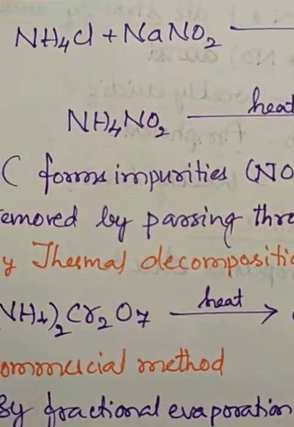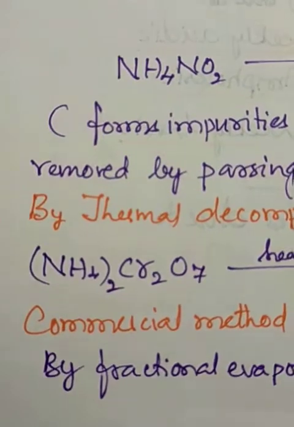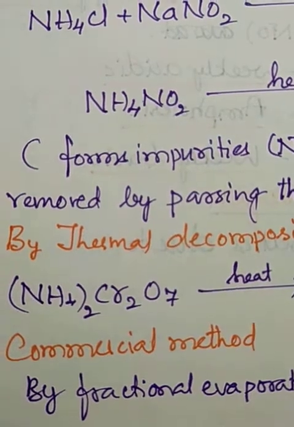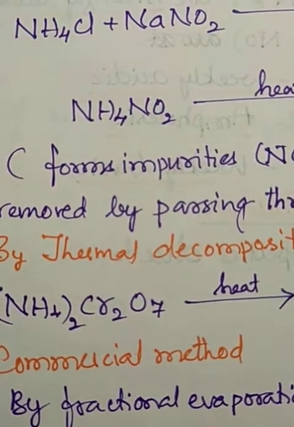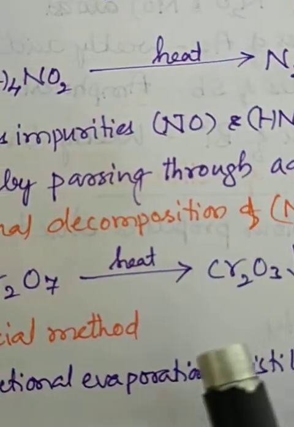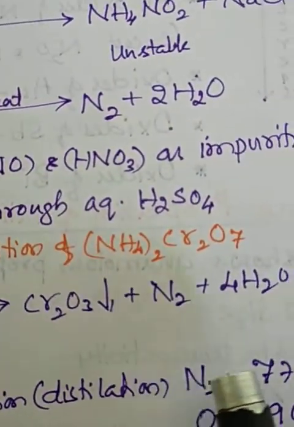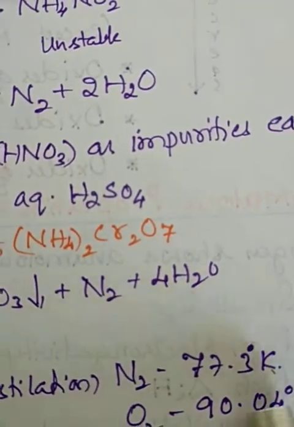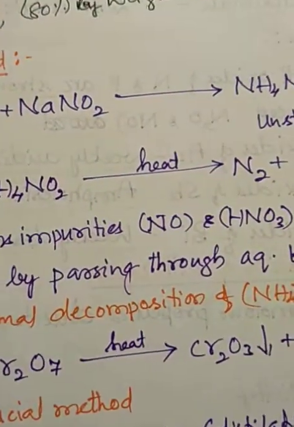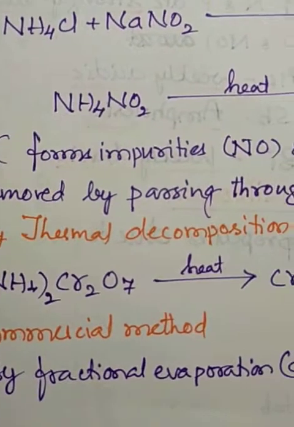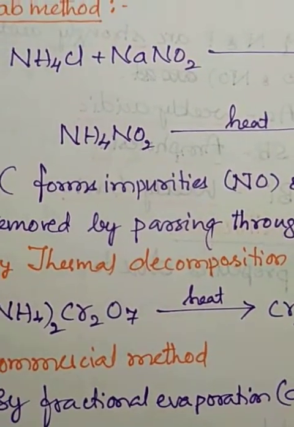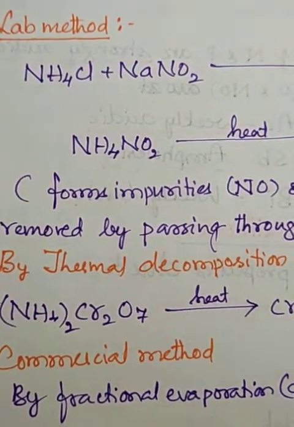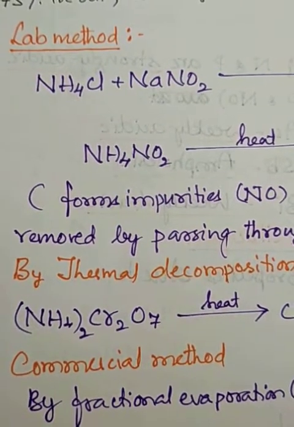The last one is the commercial method. How do we prepare dinitrogen commercially? As we said, nitrogen is present in the atmosphere, and oxygen is also present. By fractional evaporation, nitrogen distills over at the boiling point of 77.3 Kelvin, and oxygen distills at 90.04 Kelvin. Like fractional distillation in petroleum extraction, the same type of process is conducted here for the commercial extraction of dinitrogen.